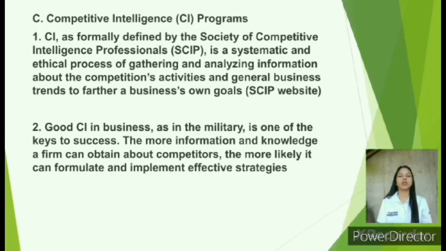Number 2 is good competitive intelligence in business, as in the military, is one of the keys to success. The more information and knowledge a firm can obtain about competitors, the more likely it can formulate and implement effective strategies.